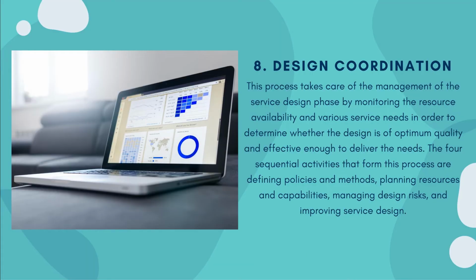8. Design coordination. This process takes care of the management of the service design phase by monitoring the resource availability and various service needs in order to determine whether the design is of optimum quality and effective enough to deliver the needs. The 4 sequential activities that form this process are defining policies and methods, planning resources and capabilities, managing design risks, and improving service design.